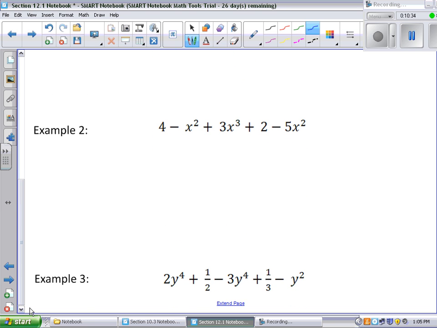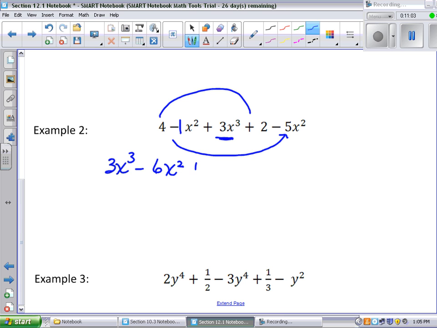Example number 2. I want to simplify this by combining the like terms. I'm going to start with the highest exponent. Let's see, x cubed. There's only one term that has a cube in it, so I'll start by writing 3x cubed, and then I want to add the negative 1x squared and the negative 5x squared. That will give me negative 6x squared. And there are no x terms, but if I add the 4 and the 2, I will get positive 6. So I've simplified this, and I have a trinomial.